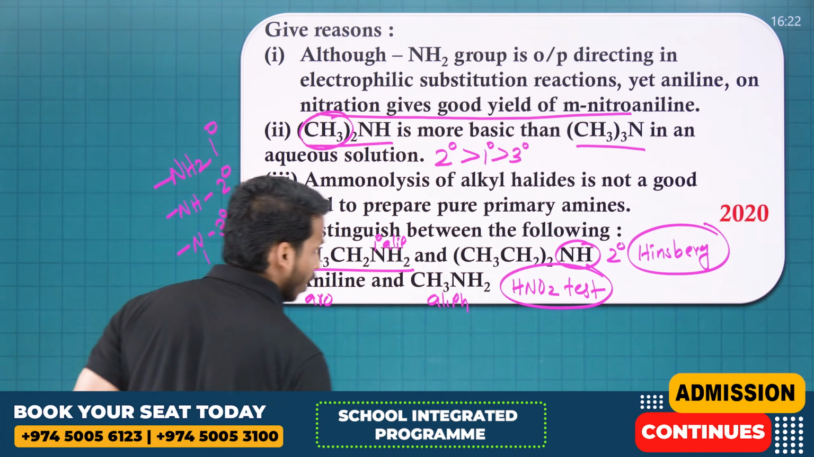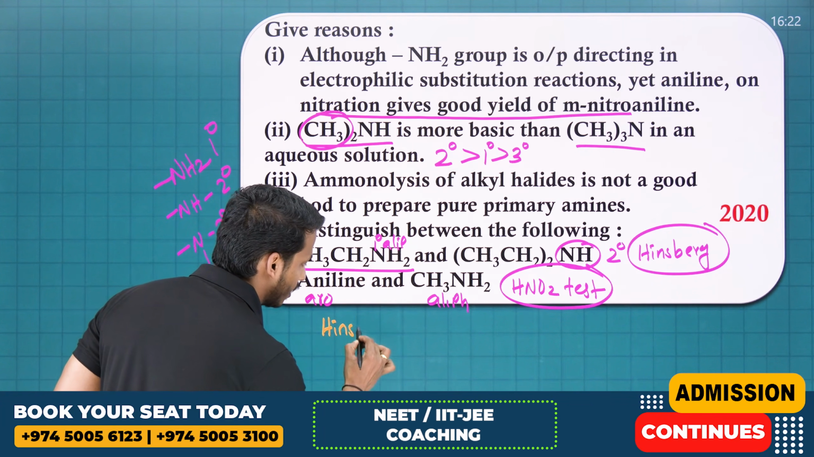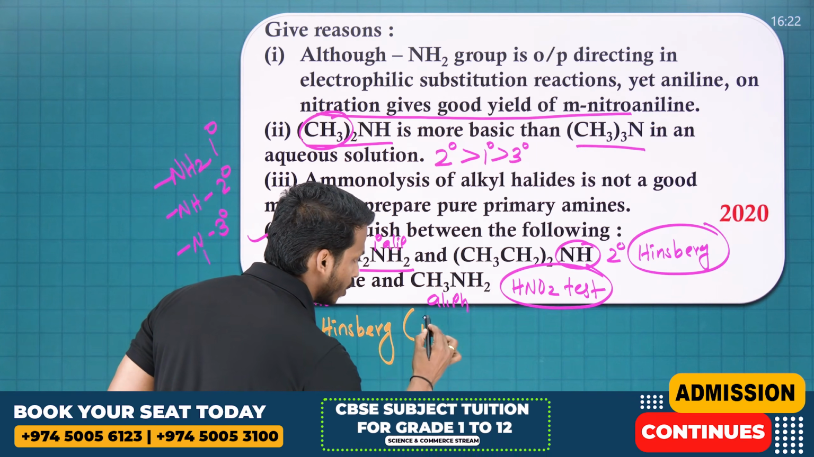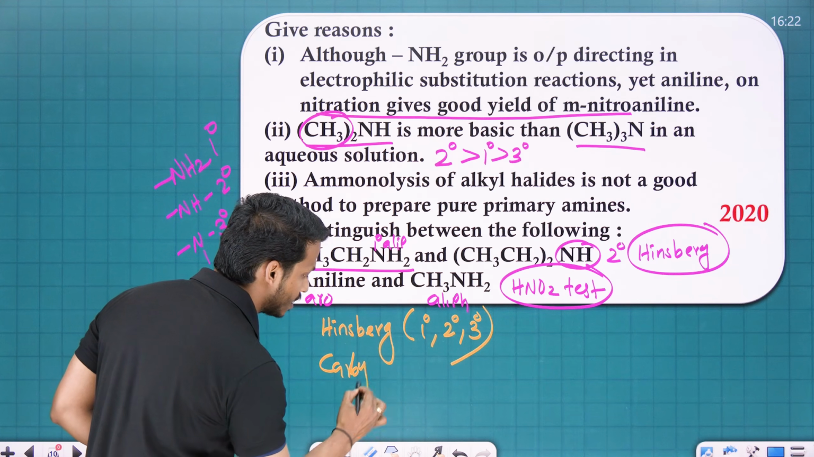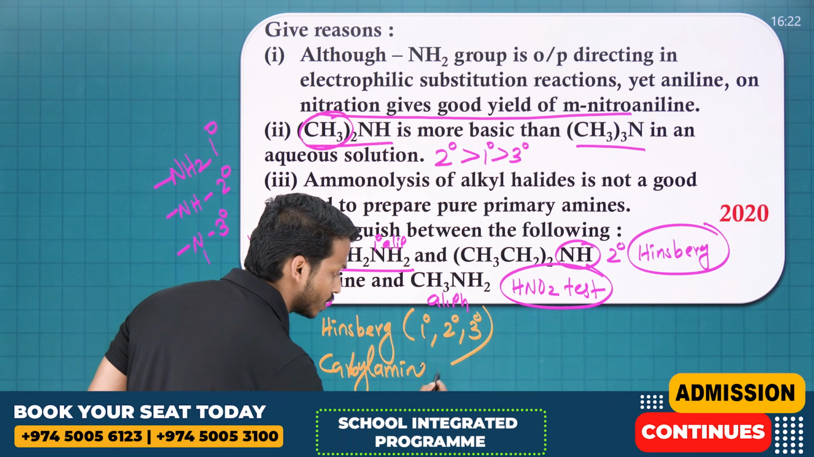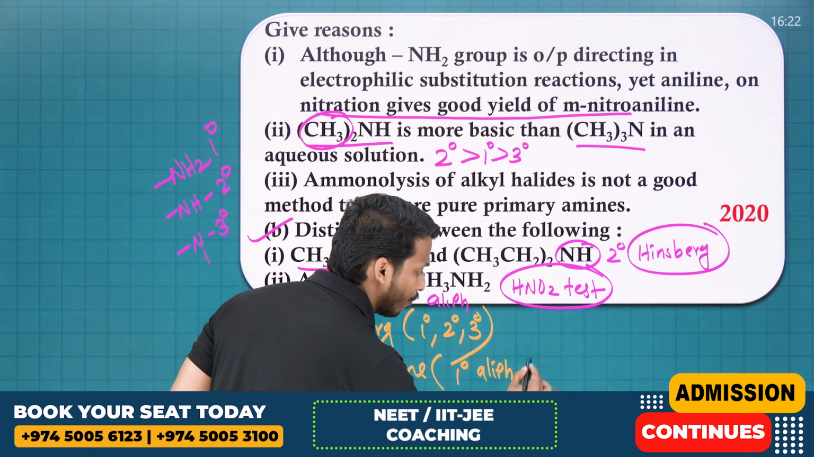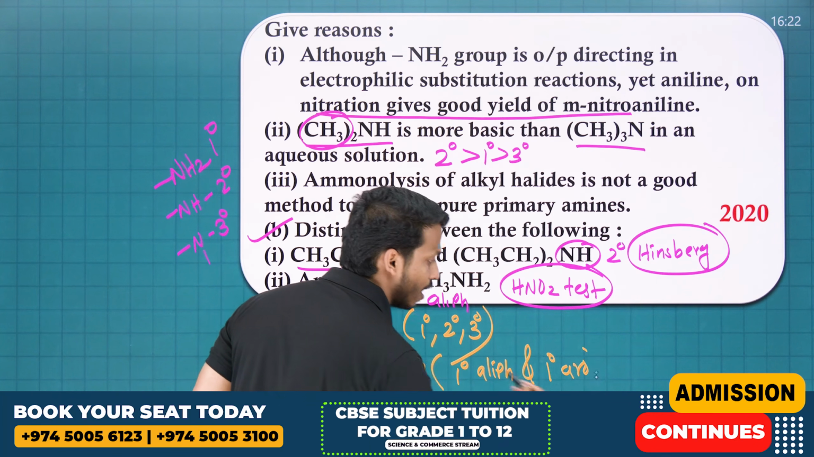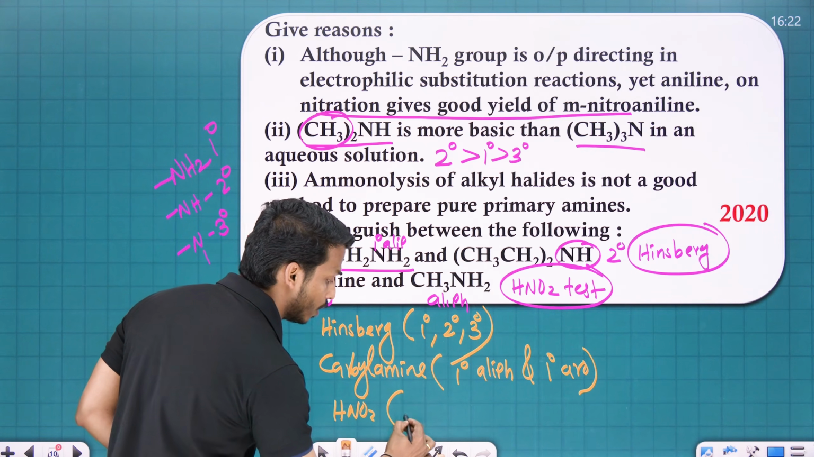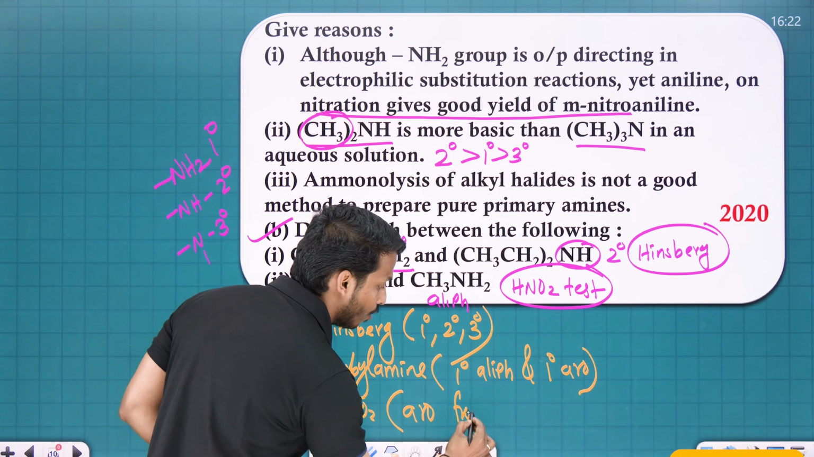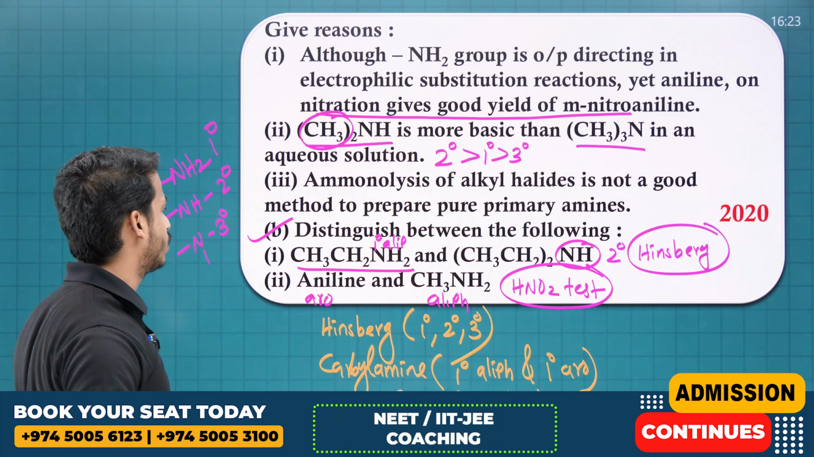Okay. So remember, these are the only three distinguishing tests in this chapter. Hinsberg test is used to distinguish between primary, secondary and tertiary. Carbylamine test, or isocyanide test, is given only by primary aliphatic and primary aromatic amines. Whereas we have the nitrous acid test, to distinguish aromatic amine from aliphatic amine. Okay, that is the maximum distinction in this chapter.